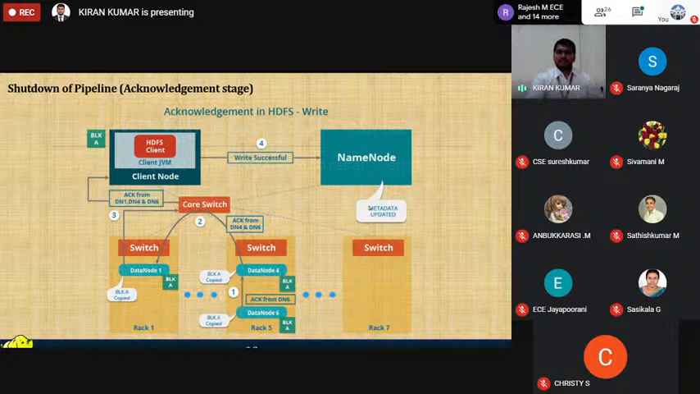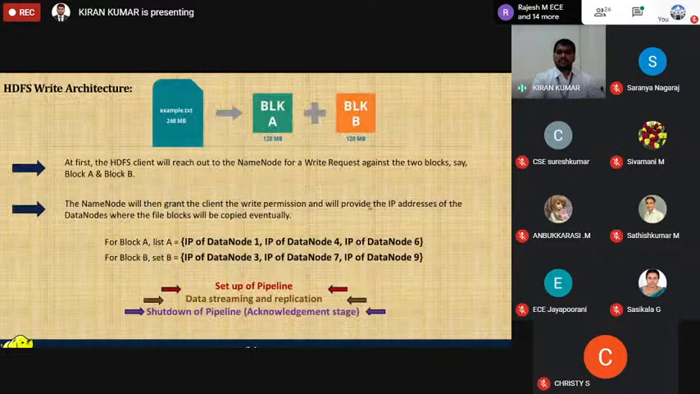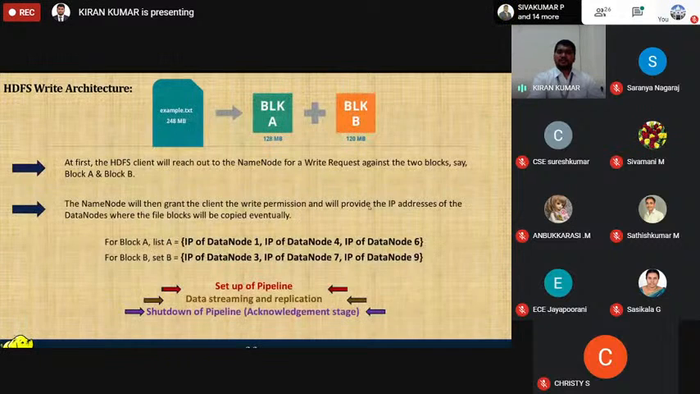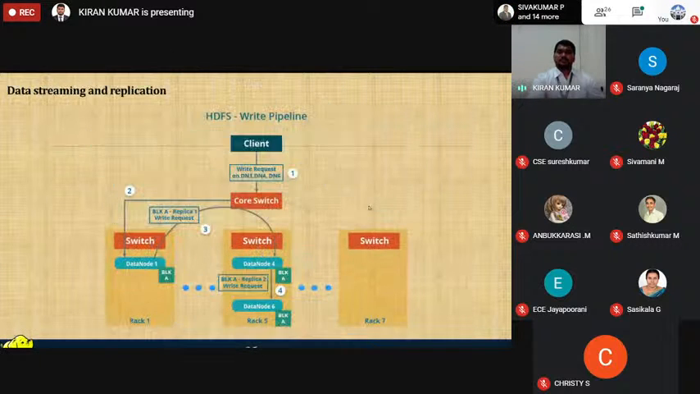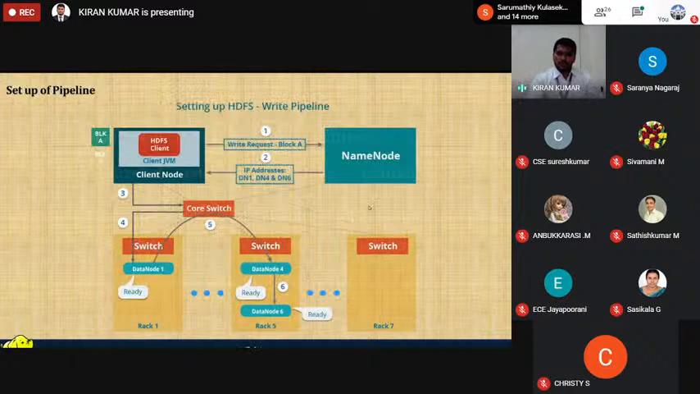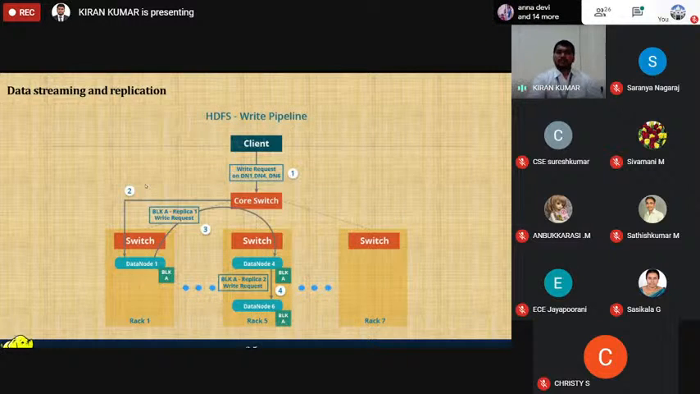So that is what is here in the architecture, because I have not explained this architecture yet; the architecture is better understood by the example. Here we performed one single write request. Am I right? We took only one block, namely block A, and we set up the pipeline and performed the streaming and the replication. And the third one is shutting down the pipeline, or acknowledgement. So this we did only for one.